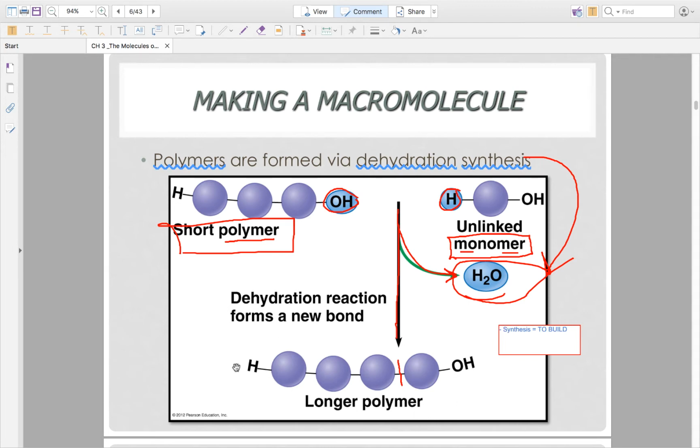And that's exactly what happened. We just built, we just attached a monomer. We just built a polymer. Well, we extended a polymer. All right, so you should remember this word. You'll see it again in other chapters.